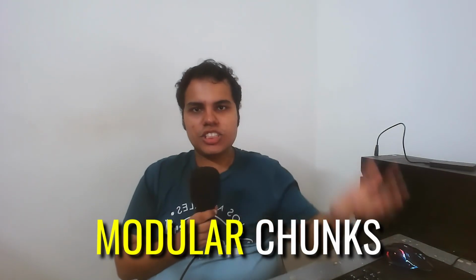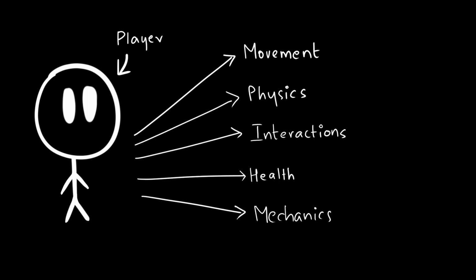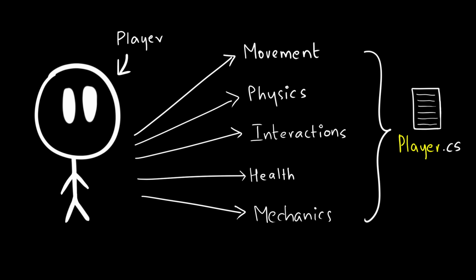If you want to challenge yourselves to become better at coding, try to think of whatever you're coding as modular chunks. Modular, something that is a part of a whole, something that can just stand by itself without really depending on a bunch of other things that do not make sense with it. For example, let's say you're making the player, we have movement, physics, interactions, the health, the mechanics, but everything is put in one single script.